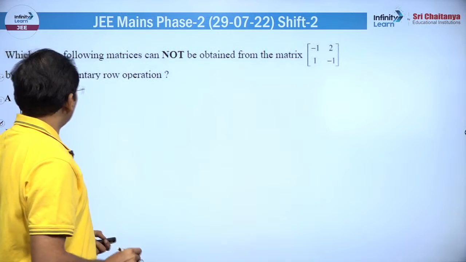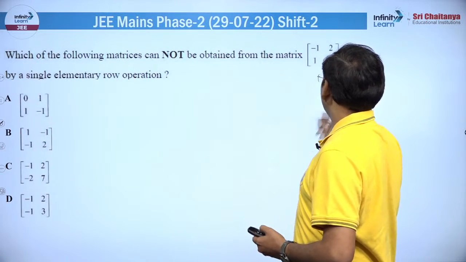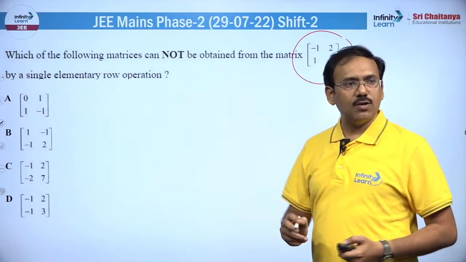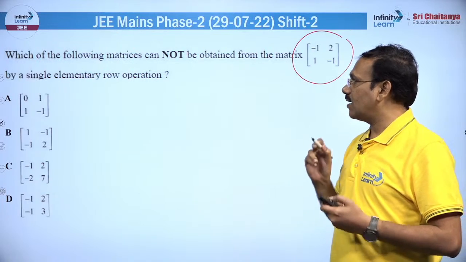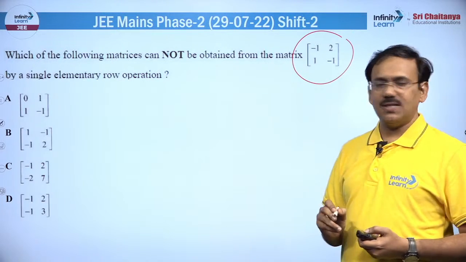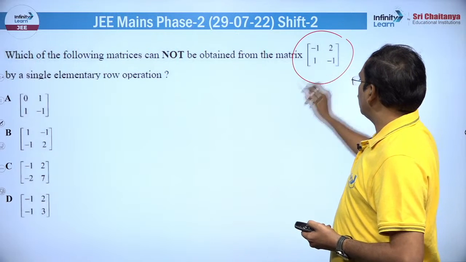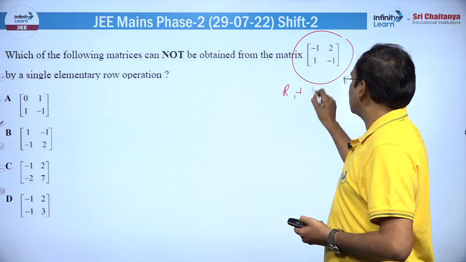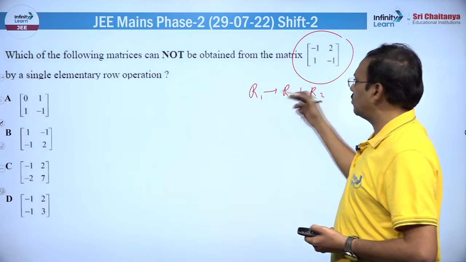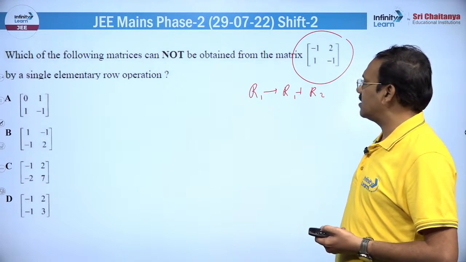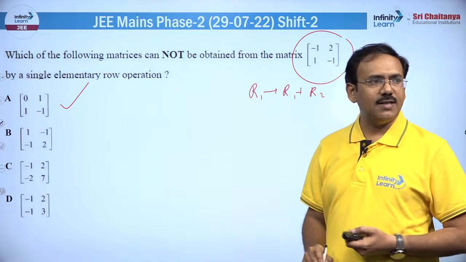Next, second question, which of the following is not obtained from the matrix [−1, 2; 1, −1] by single elementary row operations he is asking about. You see, my dear friends, A, if you just do R1 plus R2, R1 you change it as R1 + R2, you are going to get first row as 0, 1. So, this can be obtained.